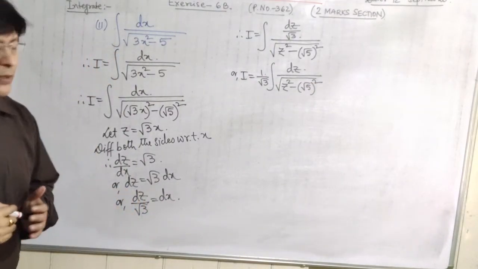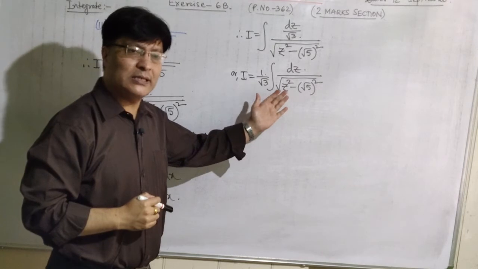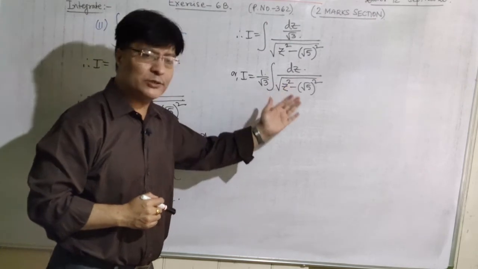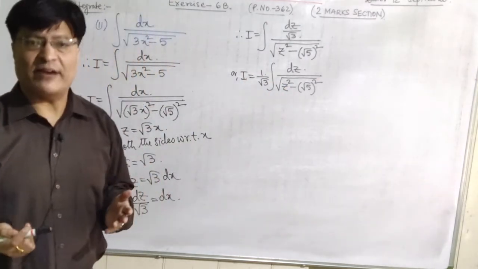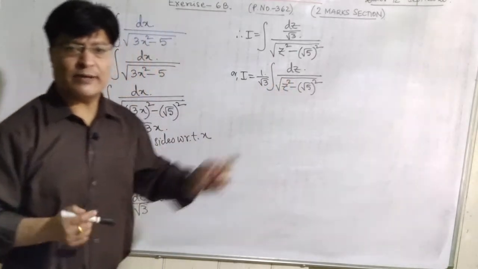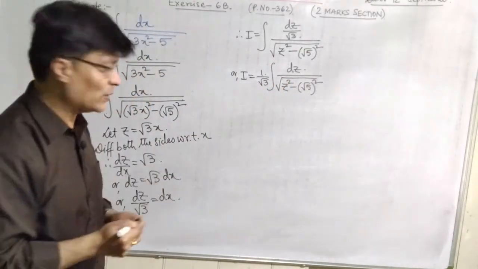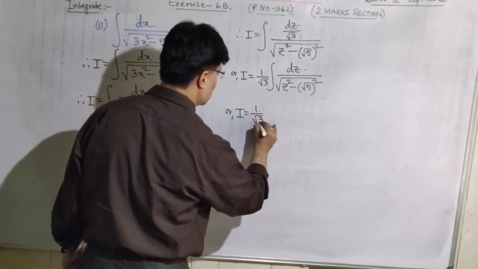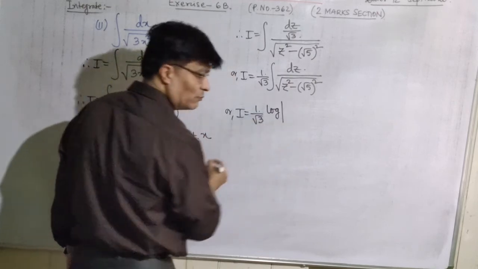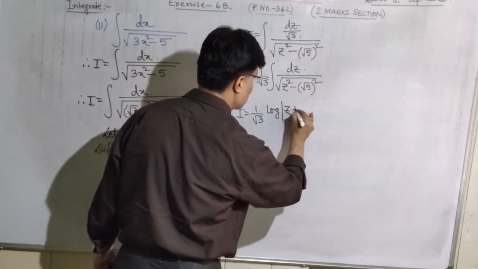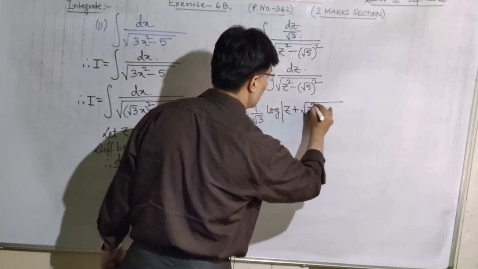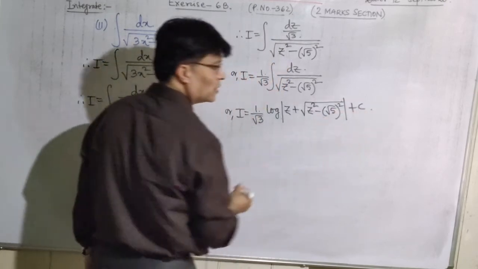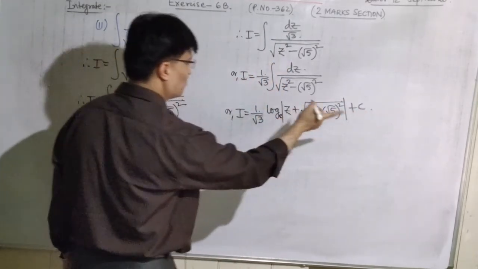Is that understood now? So in this case, instead of x there is z, instead of a there is root over 5, but both are within square root. So this is standard form number 5, that is integration of dx divided by root over x square minus a square. So let us use the formula. I is equal to 1 by root 3 (a constant) log within mod x plus root over x square minus a square, mod sign closed, base is e, then plus c.